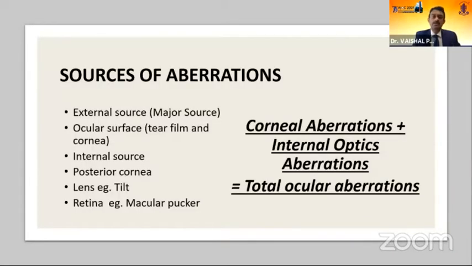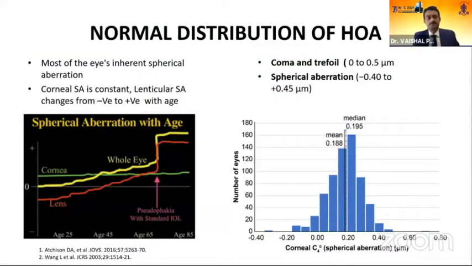Now, what are the sources of aberrations? They are basically divided into external and internal sources. The external source is the tear film and the anterior cornea, and the internal source is the posterior cornea, lens, and the retina. The most important contributor is the anterior surface, or the ocular surface, which is the tear film and the cornea. They contribute almost 90% of the total aberrations, and that's why topography becomes a very integral part of a premium cataract IOL workup.